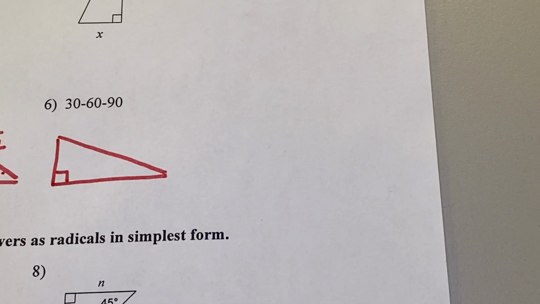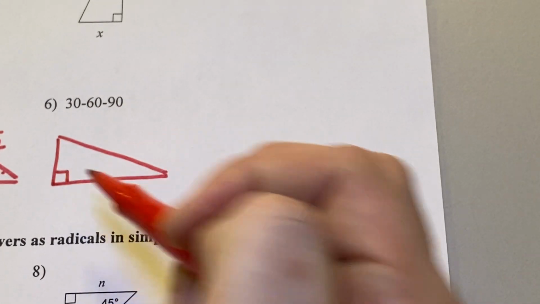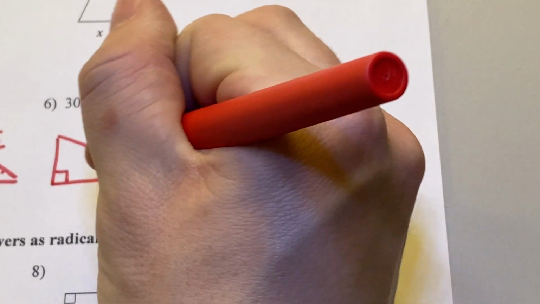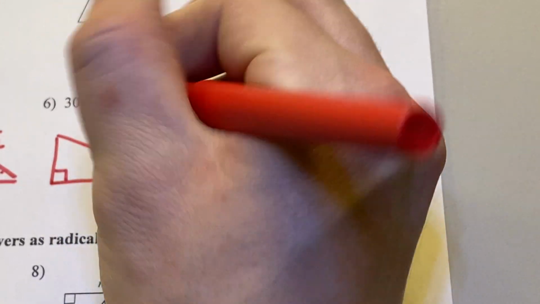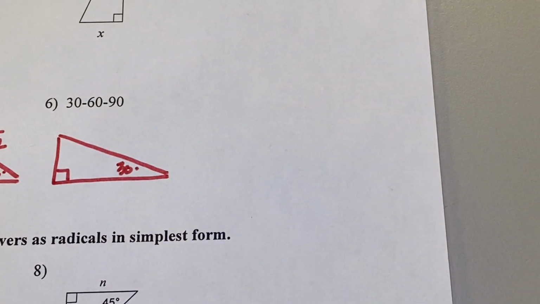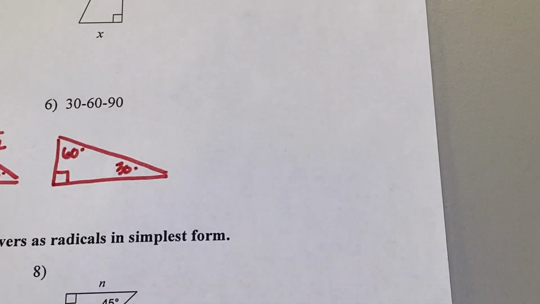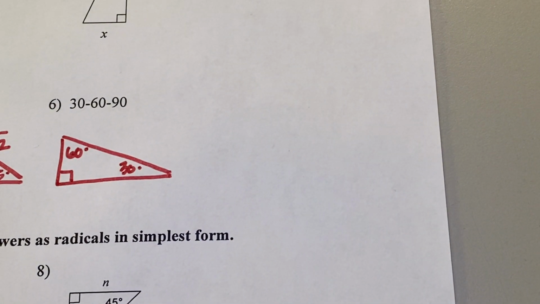Alright, this guy is our 30, 60, 90 triangle. Well, there's our 90. Our small angle, the one opposite our small side, is 30. And our other angle, opposite our longer side, is 60. Good job. 30, 60, 90.